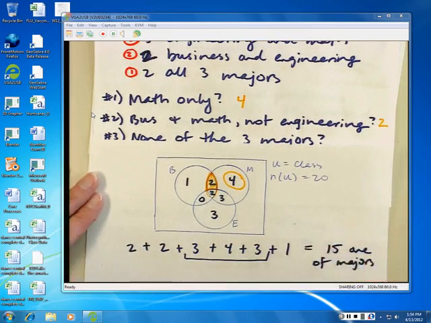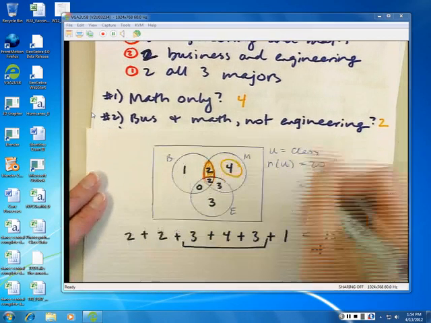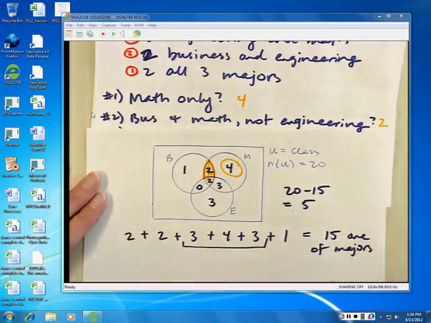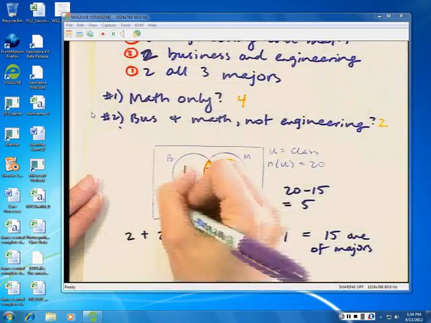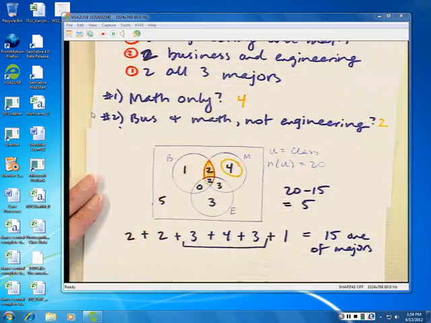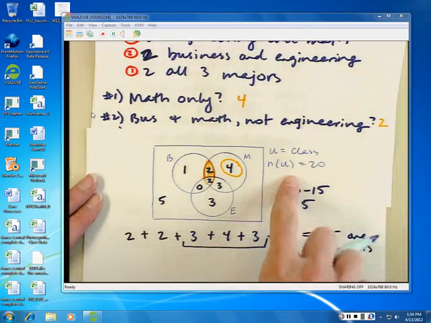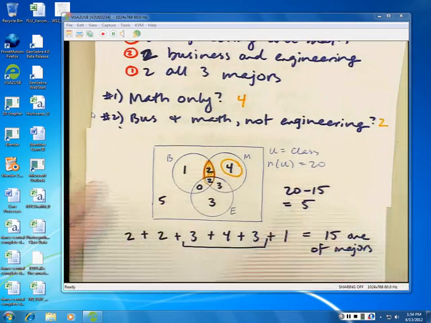So I've got 10 and 5, so I have 15 in the 3 majors, so 1 or more of the majors. But I had 20 total. So that means that 20 minus 15, which is 5, are none of those majors. So I can actually put a 5 out here. Now I can double check myself by adding up all of these numbers, including the 5, and I should account for the cardinality of my universal set, which is 20. So in other words, I should be able to add up all the numbers and get to 20.